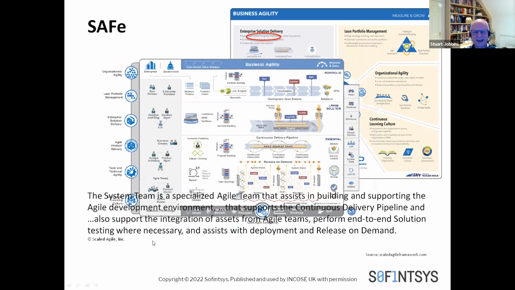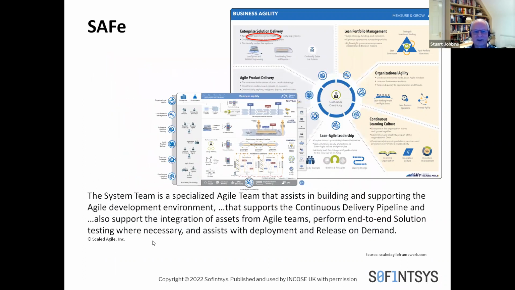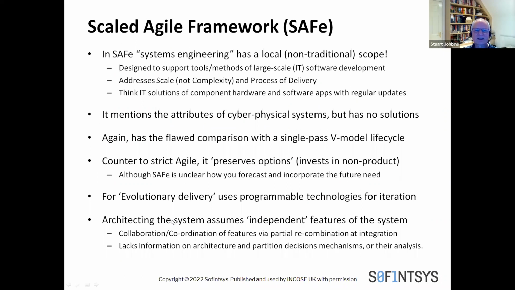But unfortunately, when you dig in a little bit, you find the system team is a specialized Agile team that is system building and supporting the Agile development environment. In fact, they're largely the build and deliver type team. So they construct, test, and deliver the product. Not really the normal system engineering use I would give. So in the Scaled Agile framework, system engineering has a non-traditional scope, shall I say.